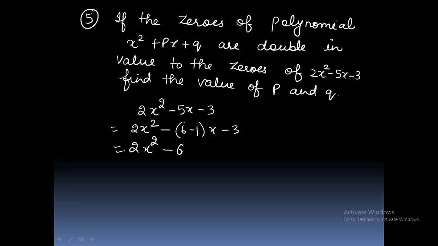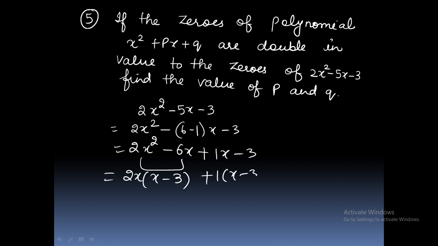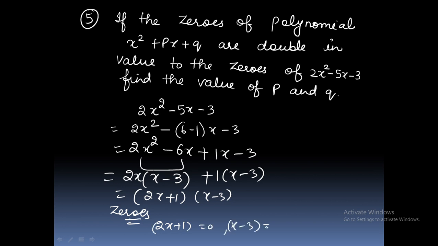2x square minus 6x plus 1x minus 3. Now take the common value from here. 2x is common, x minus 3 in the bracket, 1 is common, x minus 3 in another bracket, and 2x plus 1 in one bracket, x minus 3 in the other bracket. Now take the zeros. 2x plus 1 equal to 0 and x minus 3 equal to 0. We will find the x value. x is equal to minus 1 by 2 and x is equal to 3.